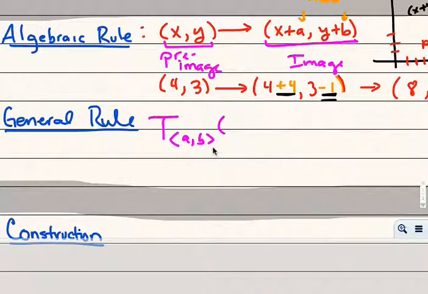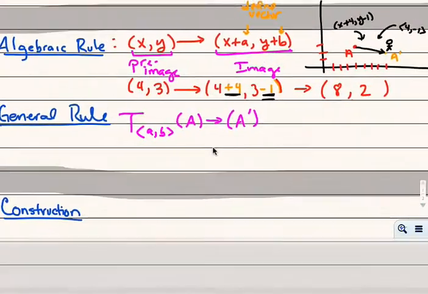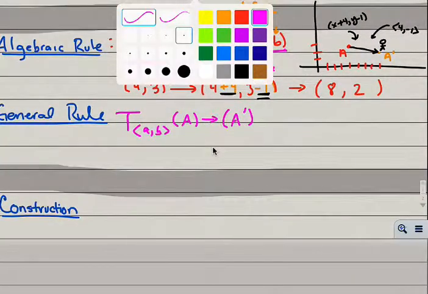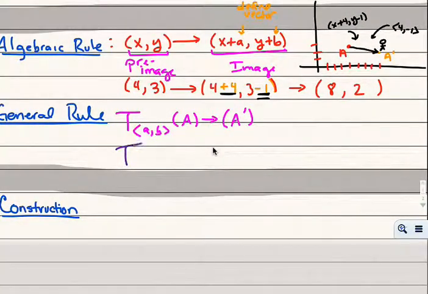I have to include my pre-image, and that's going to take me to my image. Okay. So for the algebraic rule described above, we'll have this translation of 4, negative 1 of the point 4, comma 3, and that's going to take us to the point 8, comma 2.